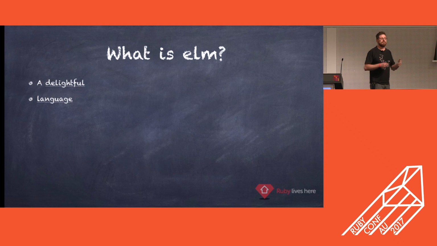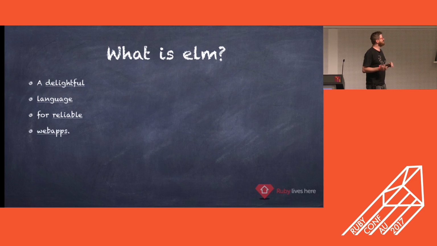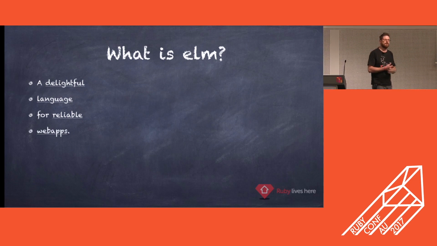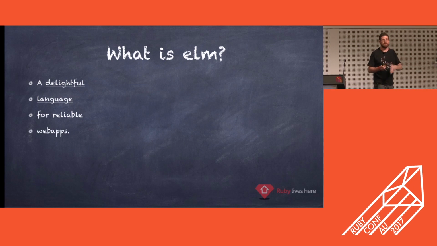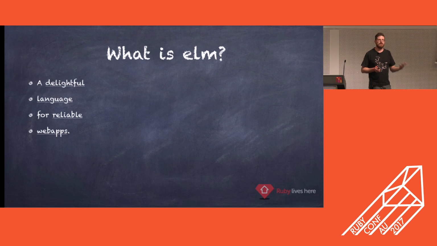Language. So Elm is a programming language. It's not a library or framework that you add to your apps. It's a whole new programming language. For reliable, well, we want our apps to be reliable, so I'll take this one as a given and move right along. Web apps. So Elm is a programming language to write web applications specifically, and even more specifically, web applications that run in the browser. So it's a client-side programming language.